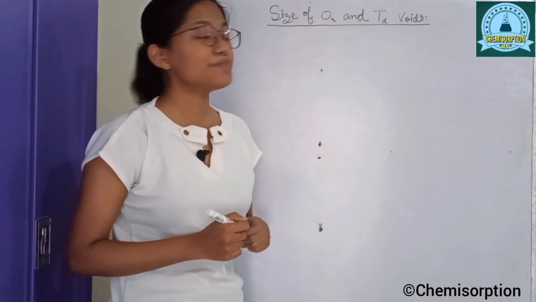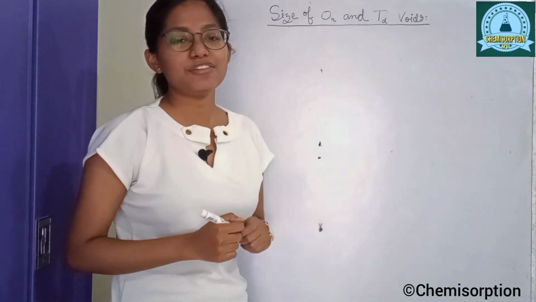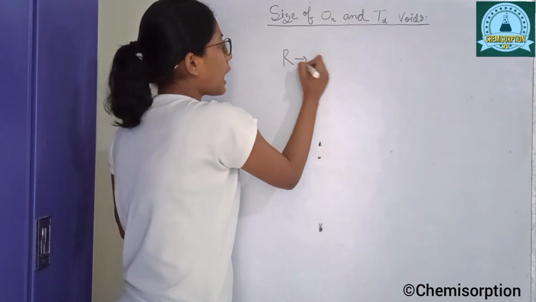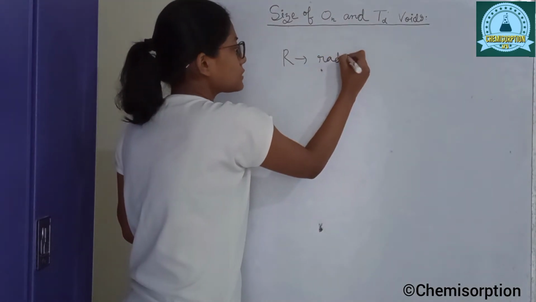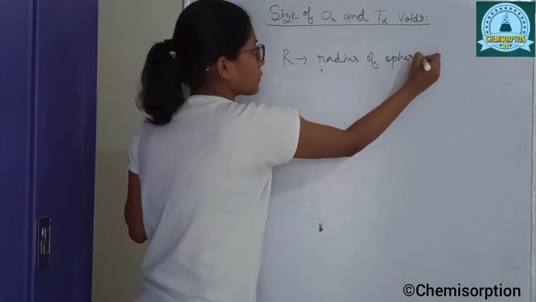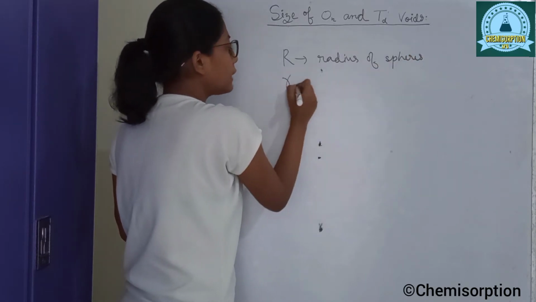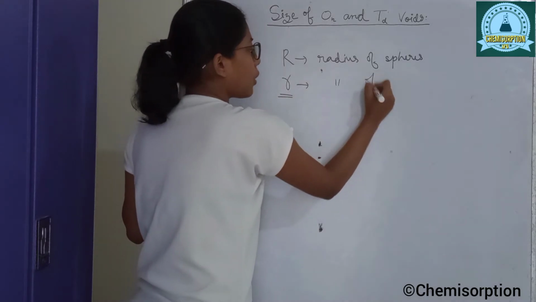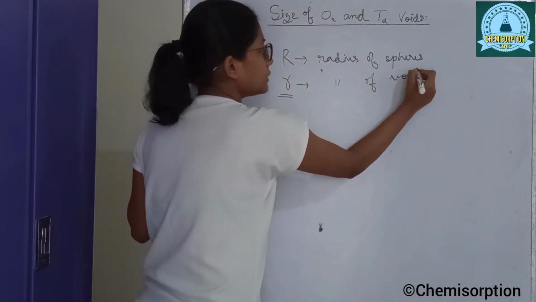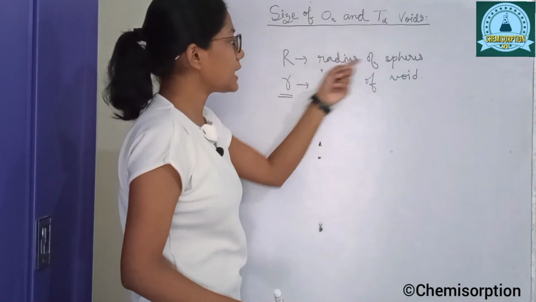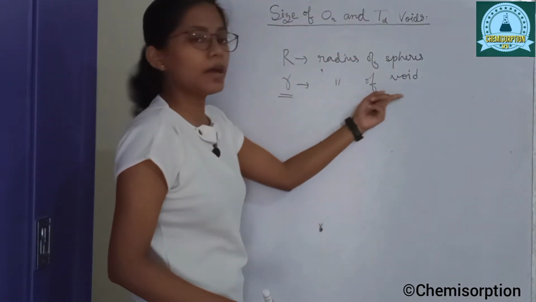Today we will see the size of octahedral and tetrahedral voids. If R is the radius of spheres and these spheres form one void, and small r is the radius of the void, then there must be some relation between the radius of the sphere and the radius of the void.